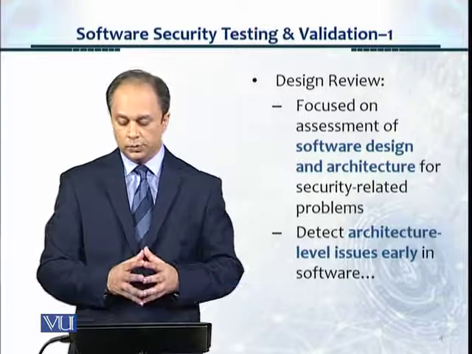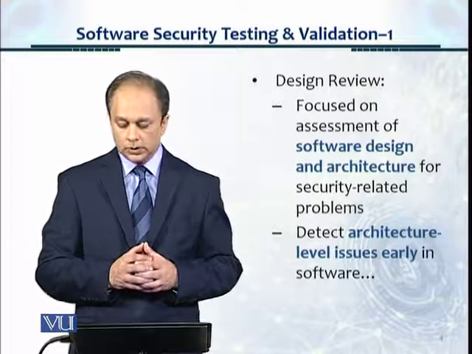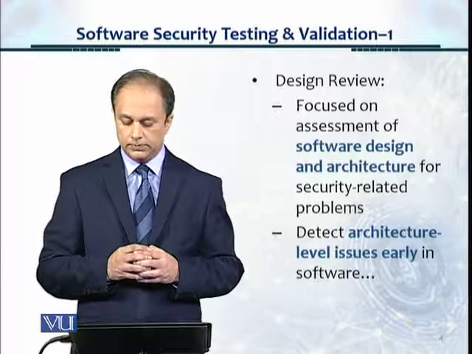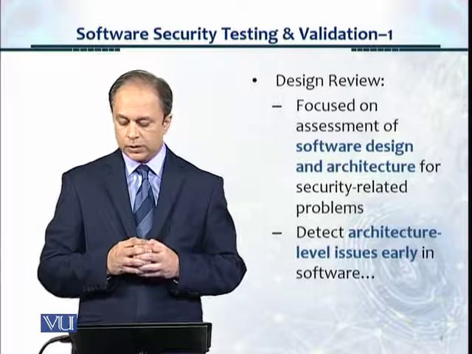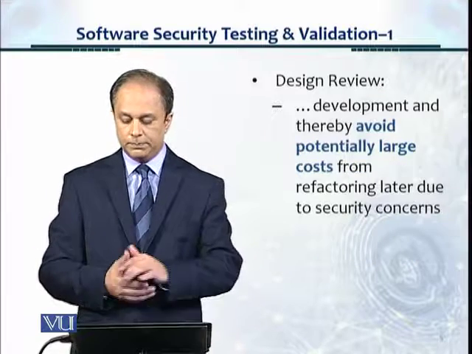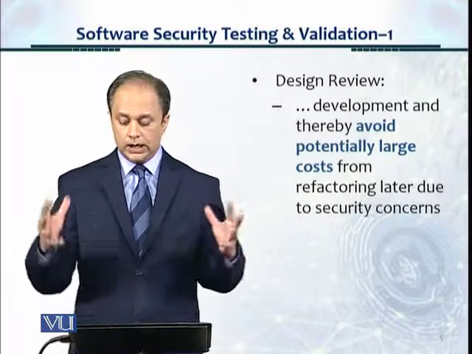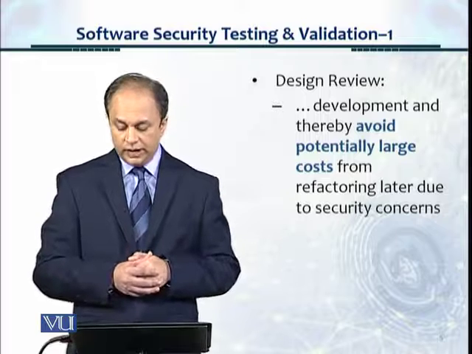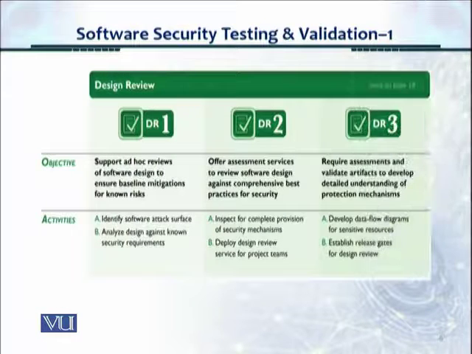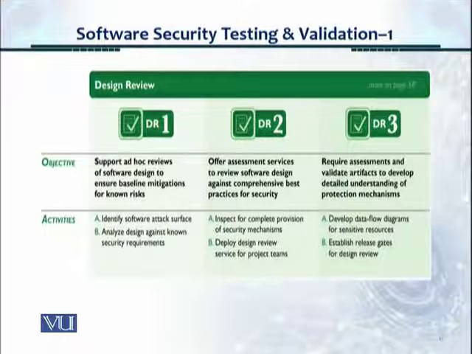Now, design review is focused on assessment of software design and architecture for security-related problems. And the idea is to detect architecture-level issues early in the software development and thereby avoid potentially large costs from refactoring and rework later due to security concerns. Now, this is a chart from the SAM document and shows the objective and activities for the design review. And we have three objectives and activities respectively for design review.